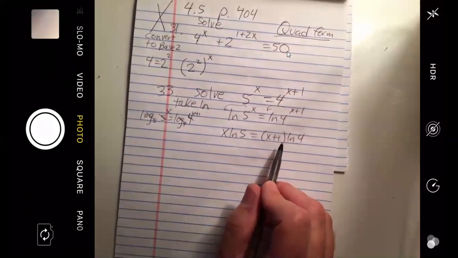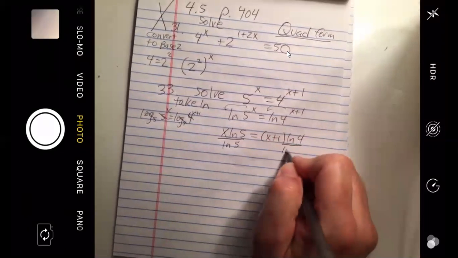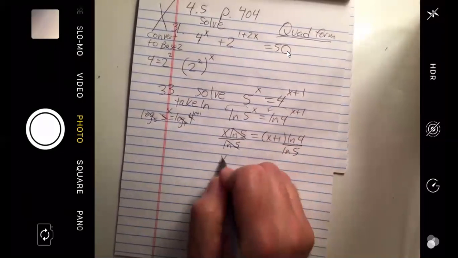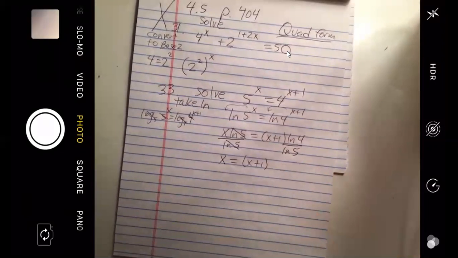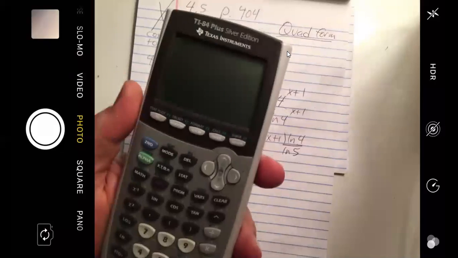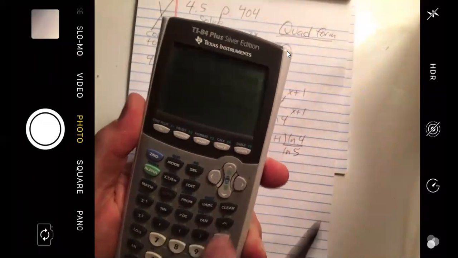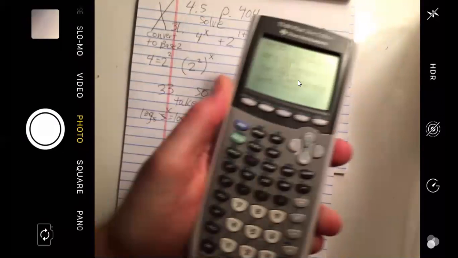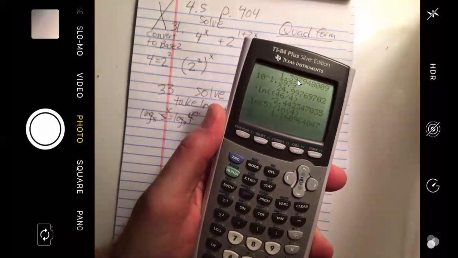I like to keep it to at least one decimal. I like to go ahead and divide by the ln of 5. That way I only have to work out one decimal. I get a plain x here, x plus 1. And now the only way to really go is go ahead and get your decimal for this. ln 5 divided by ln 4. 1.16, I'm going to call it 1.